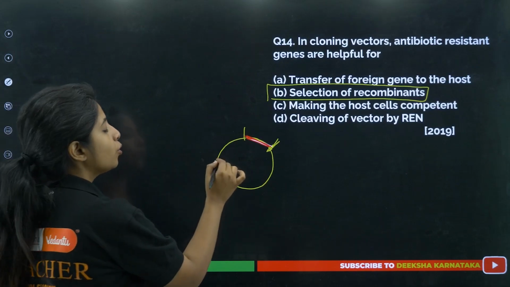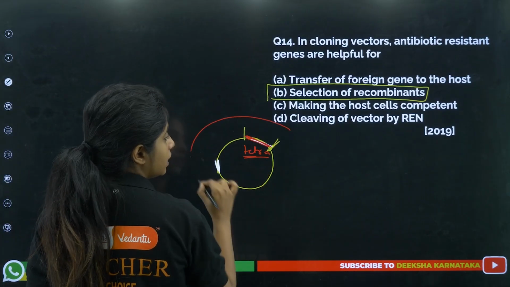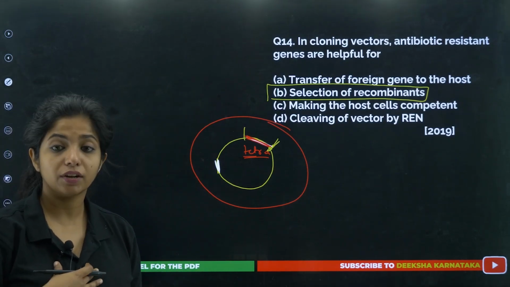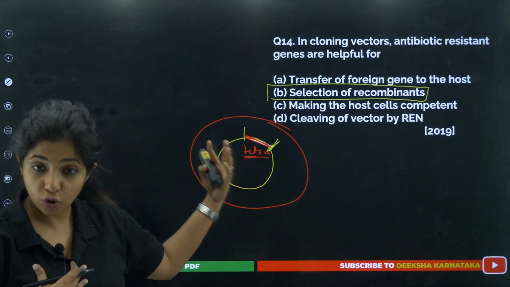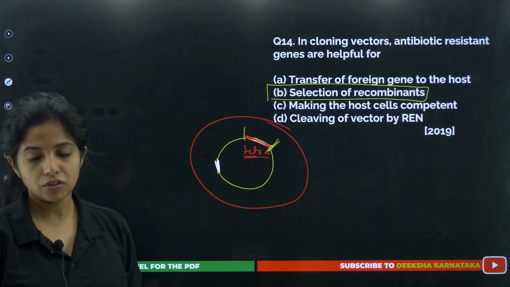Okay, then I am trying to grow it in a medium that has tetracycline, it won't be able to grow. That means this particular thing is what now? A recombinant. So basically I am able to select the recombinants, or the ones that have a new combination, with the help of the antibiotic resistant gene. So this would be the correct answer.